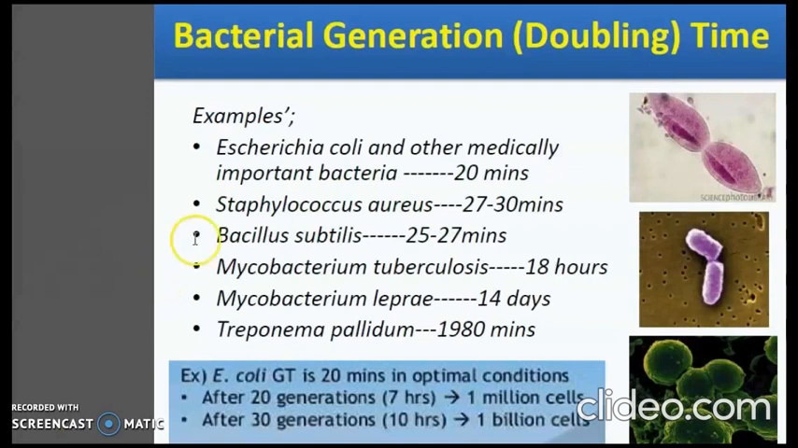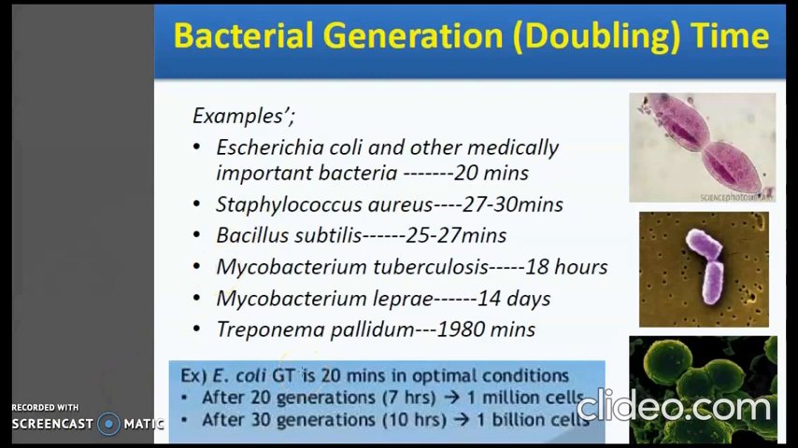In coliform bacilli, that is E. coli and other medically important bacteria, the generation time is about 20 minutes. In Staphylococcus aureus, it's around 27 to 30 minutes. In Bacillus subtilis, it's between 25 to 27 minutes. Some bacteria are slow growing: the generation time of Mycobacterium tuberculosis is 18 hours, in leprae it's 14 days, and in Treponema pallidum it's 1980 minutes.